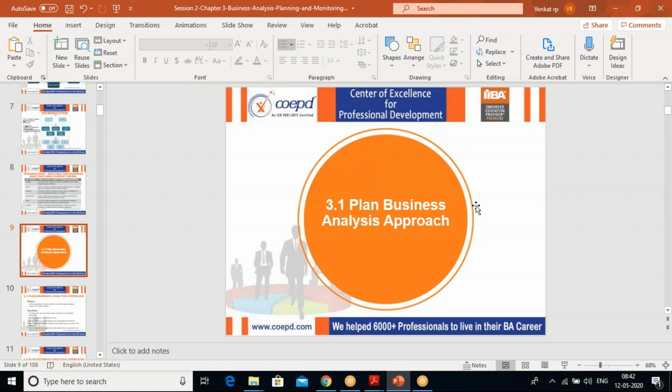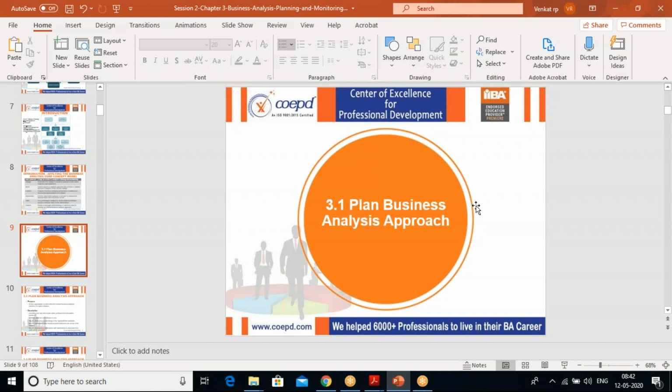Okay, in one way what you have said is correct, but whatever you said comes under strategy analysis. Strategy analysis is understanding the current state, defining the future state and how we are going to go there. Now, plan business analysis approach means how we are going to do our business analysis. That is what we have to plan now. What is the approach towards doing our business analysis?